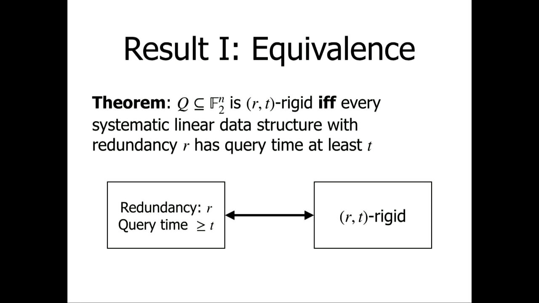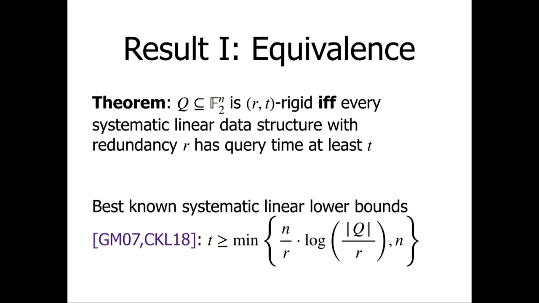Okay. Good. So here again we get that the best known systematic linear data structure lower bounds are also of the same form, where T is at least n over R times log of the size of Q over R. Okay. And good. So any questions at this point about the result?